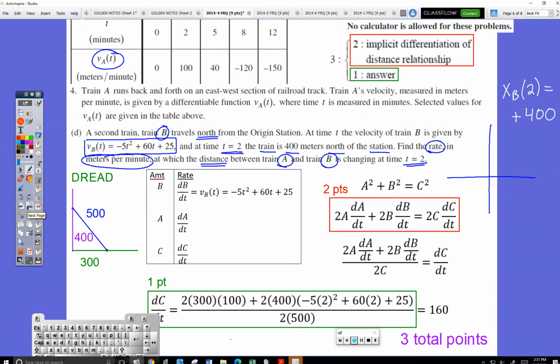So you've got one train sitting here, 300 from the station. The other train is 400, and we've got it here. So 300 is this distance, and 400 is this distance. The trains are still moving, but they want to know, at that exact moment, how fast is this distance growing.